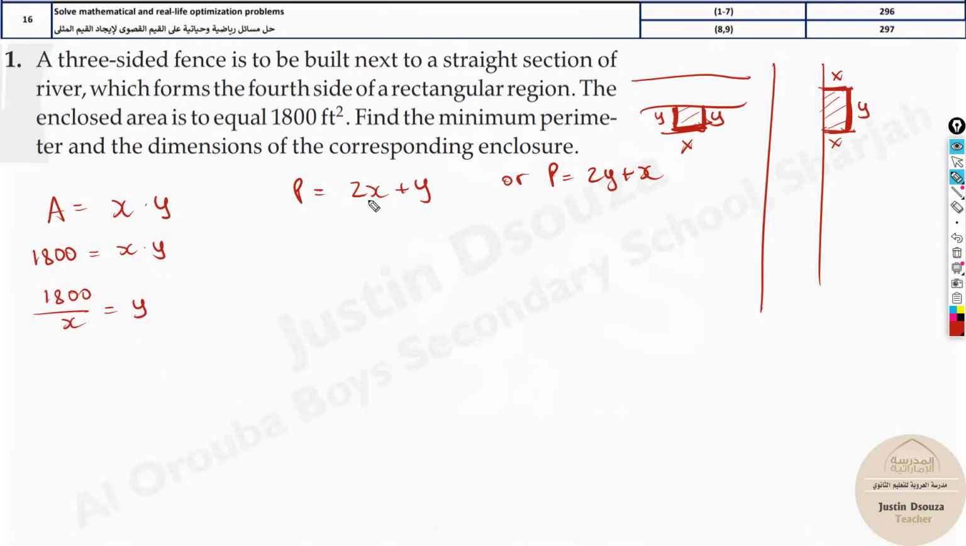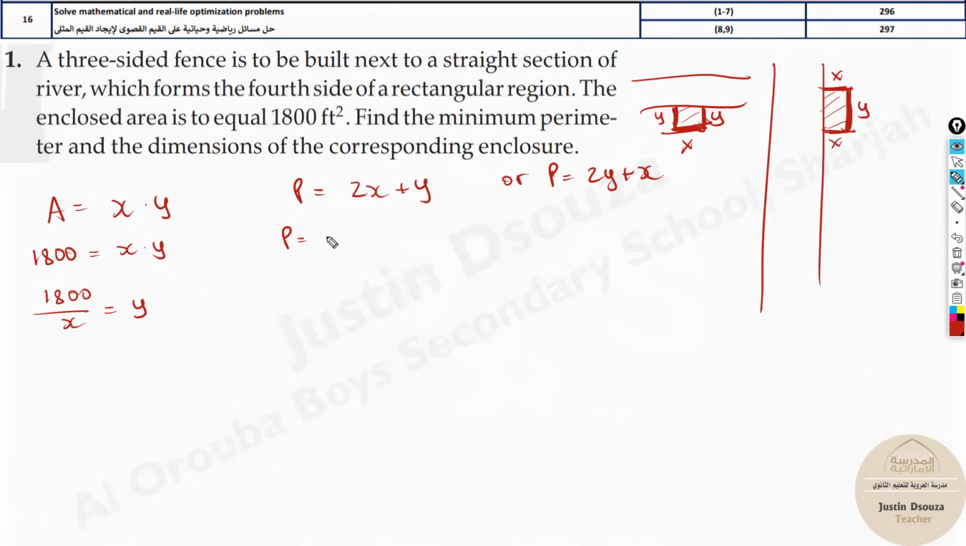And here you can't differentiate. See, you need to find the minimum. Minimum or maximum means you need to differentiate this and find the critical numbers. But here, since you have x and y, it would be implicit differentiation and it will be very complicated. You won't be able to solve it. So what we do is we write this y in terms of x, right? We will substitute over here now.